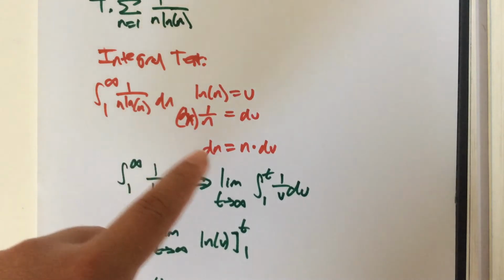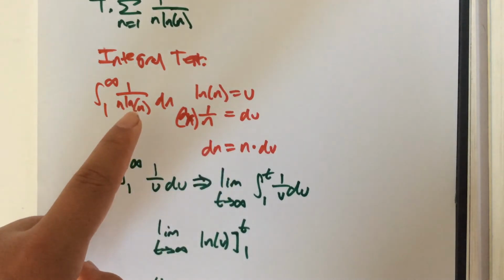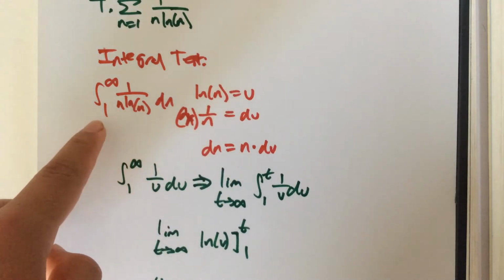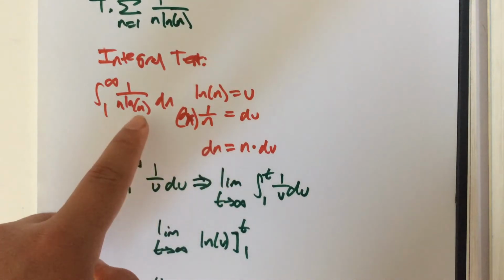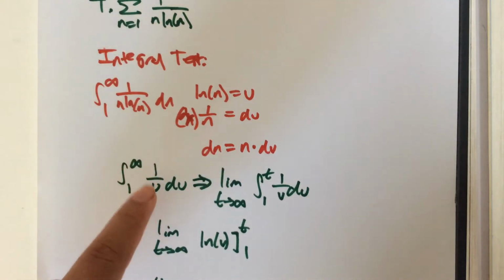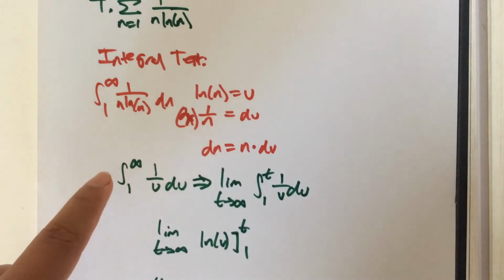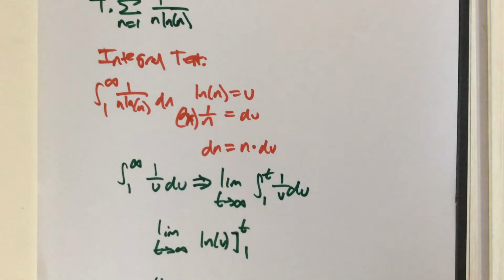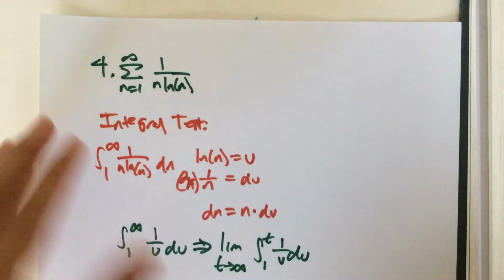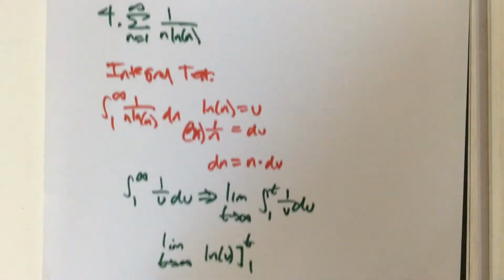So then n times du would cancel out with the 1 over n. So that would be 1, and then you substitute u for ln of n. So then you would get 1 over u du. And then this would be the integral from 1 to infinity, because our original series was from 1 to infinity.